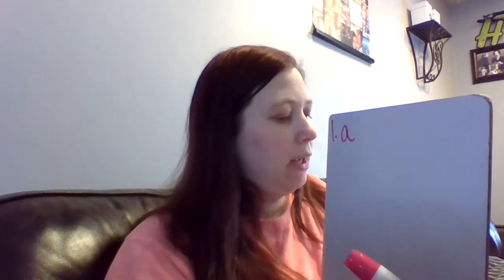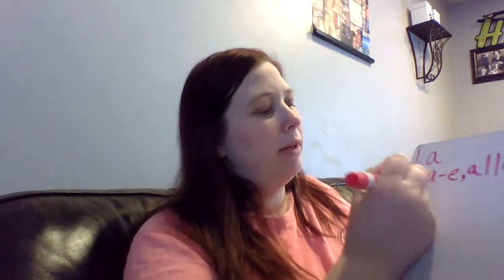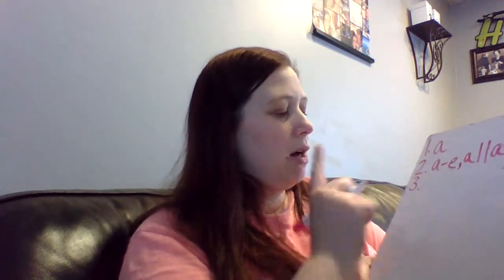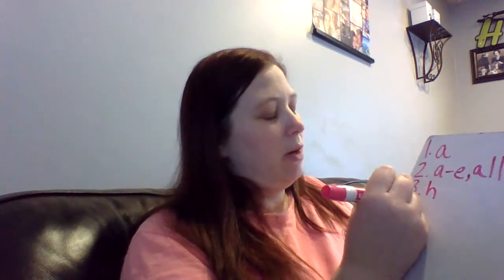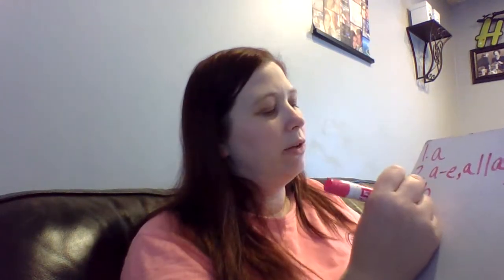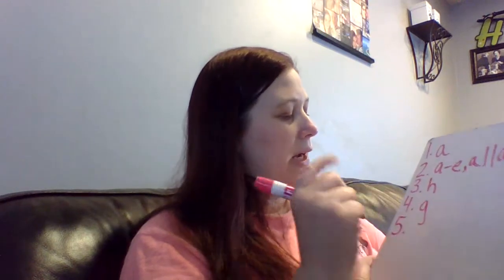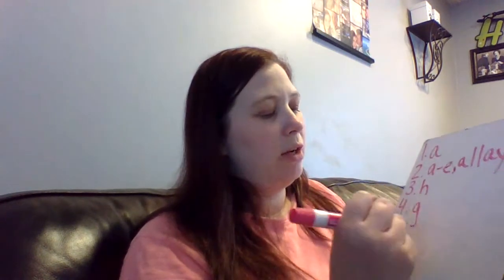All right, number 1. Let's do A. And that's A. We're going to do some easy ones today, actually. Number 2, let's do A. We have A consonant E, comma A, or as a final sound, A-Y. Number 3 is H. Number 4, G, is G. Number 5, J, that's J.